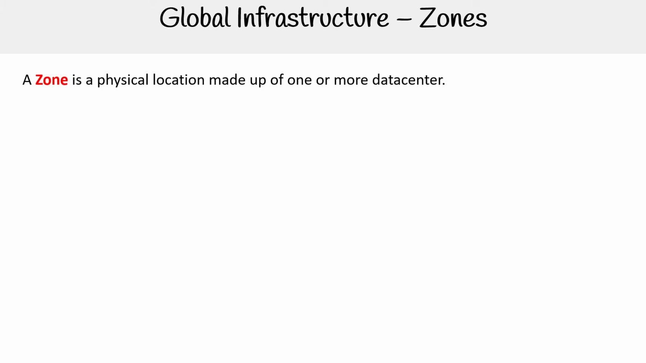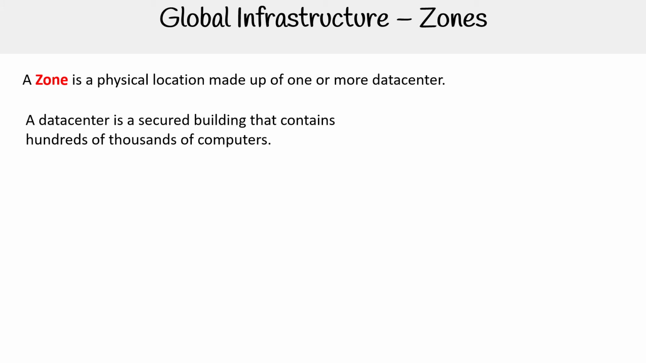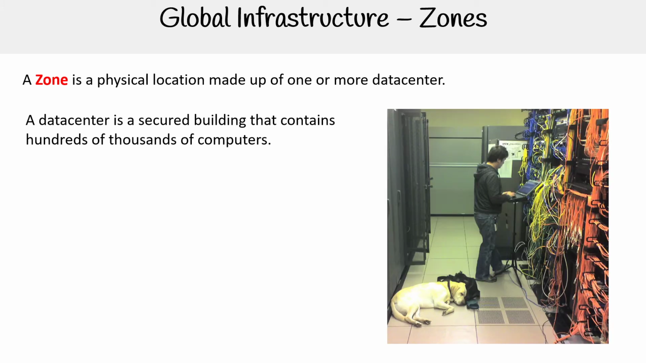So a zone is a physical location made up of one or more data centers, and a data center is a secured building that contains hundreds of thousands of computers. This is an example of the interior of a data center, and of course, you probably wouldn't want to have a dog in there unless it's a guard dog protecting those machines, okay?